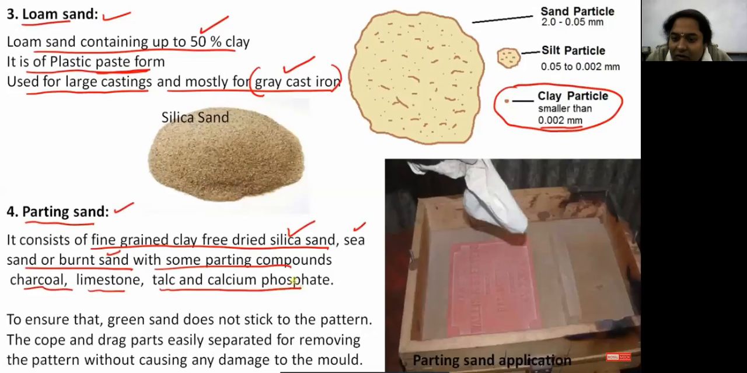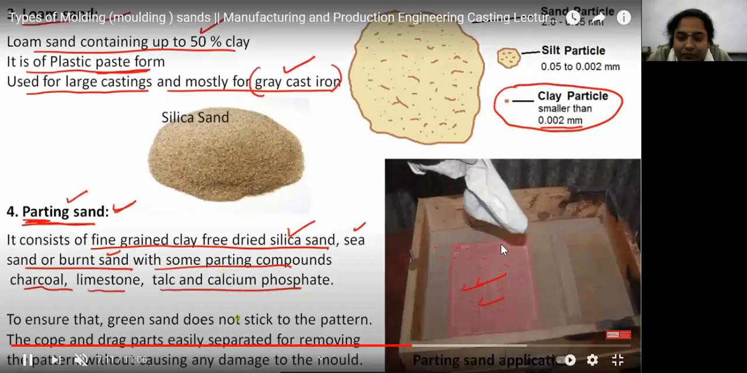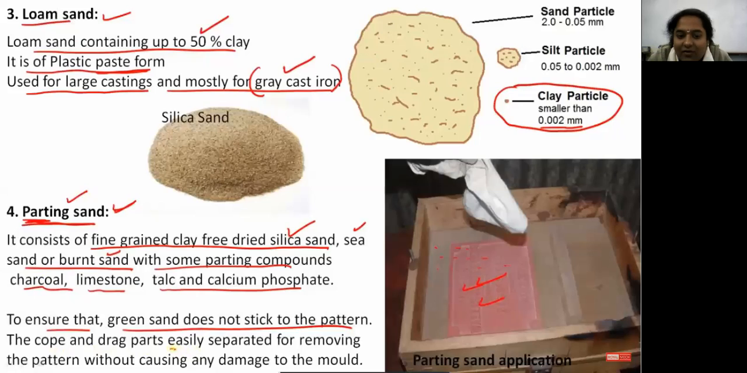With this parting sand, you can see it is like powder, limestone or charcoal, which does not mix with water, so they are always separated. They help us separate the mold and the green sand, because green sand acts like a sticking sand, but this acts like a parting sand that does not stick. We use this parting sand for splitting the pattern and the molding sand. So green sand does not stick to the pattern and is easily separated for removing the pattern without causing any damage to the mold.